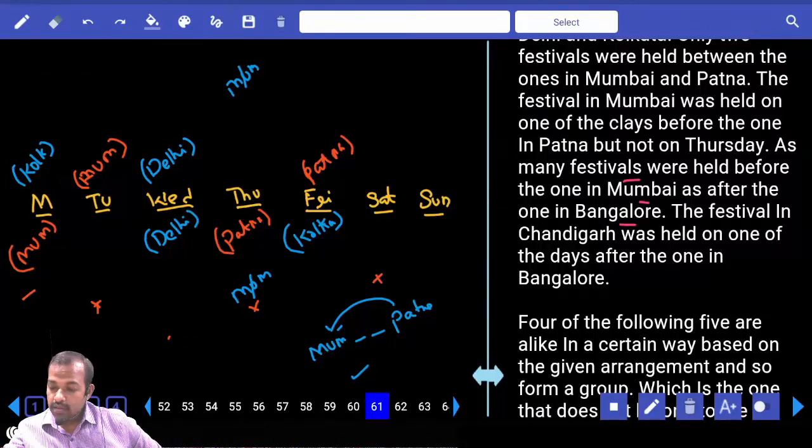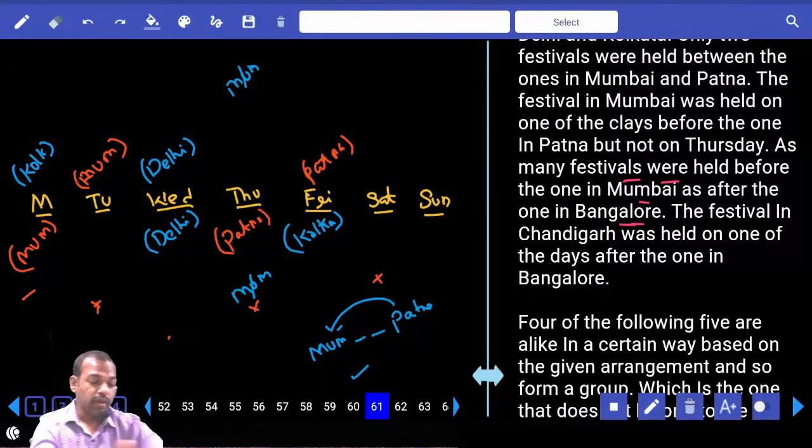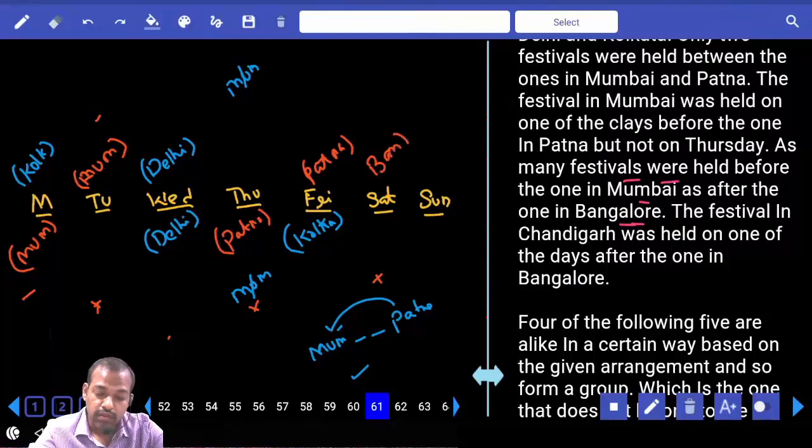Next is, as many festivals were held before the one in Mumbai as after the one in Bangalore. So before Mumbai, when you go for the first case here, how many festivals were held? One festival. And after Bangalore? One. So Bangalore has to be on Saturday. Very good. Next one. When you go for the second possibility, Mumbai is on Monday and Bangalore has to be on Sunday.